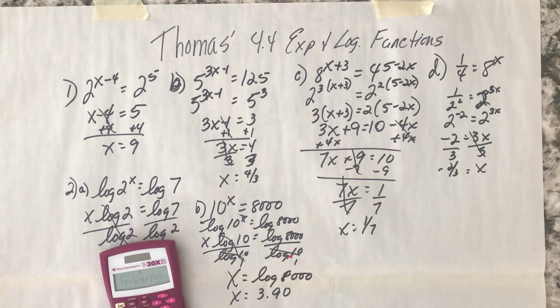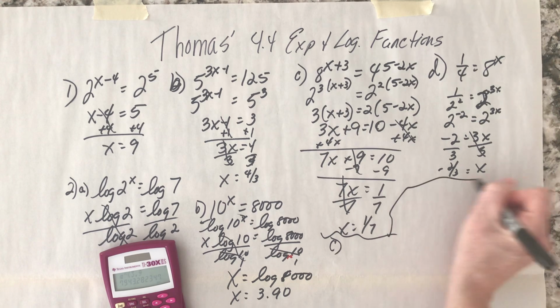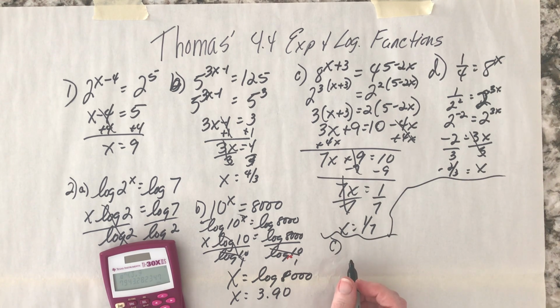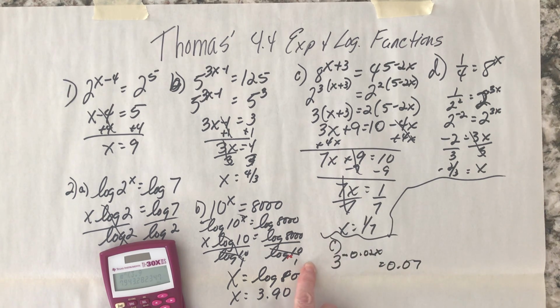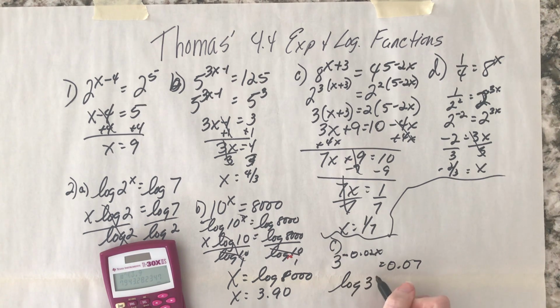Let's look at C. C has got 3 to the negative 0.02x equals 0.07. Same game as the previous two problems. We want to end up with a logarithmic problem so we can sling this in front and divide by the log. So slap a log on both of these. Negative 0.02x equals the log of 0.07.